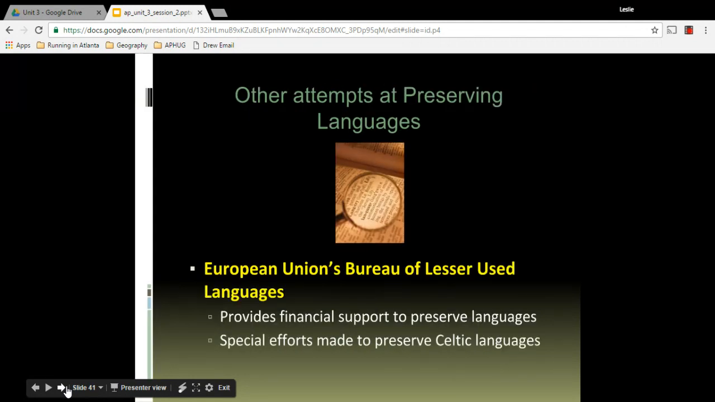Other attempts at preserving languages include the European Union's Bureau of Lesser Used Languages. They provide financial support to preserve languages, and there have been special efforts made to preserve the Celtic languages of the British Isles.